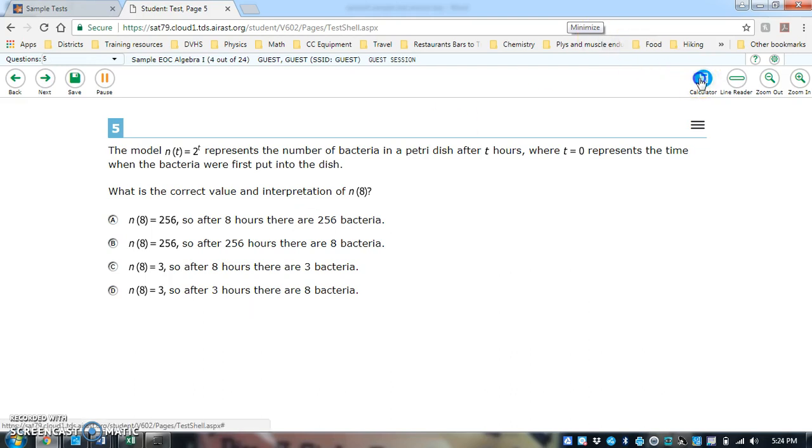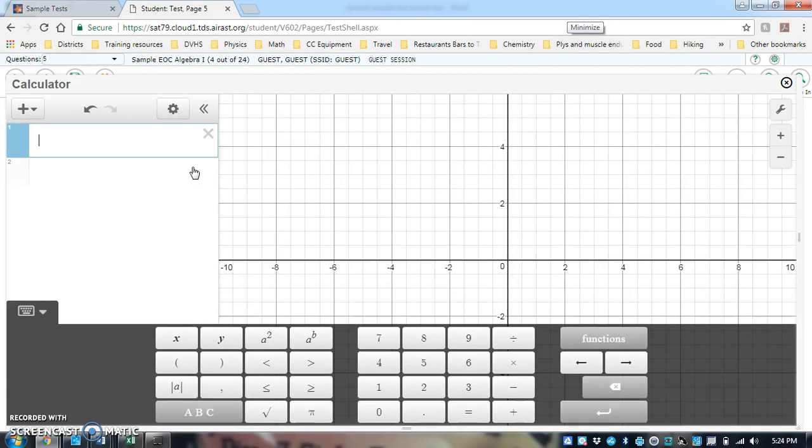Well, the first part is, let's put this into our calculator. We basically have 2 to the power of t. In this case, t is 8. So we're just going to raise 2 to the power of 8, and we see that's equal to 256.